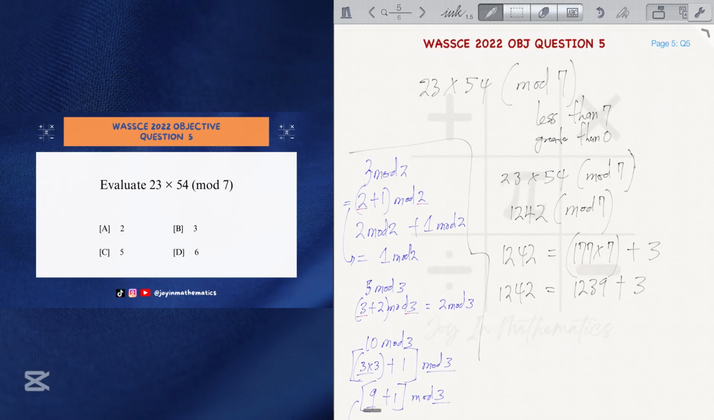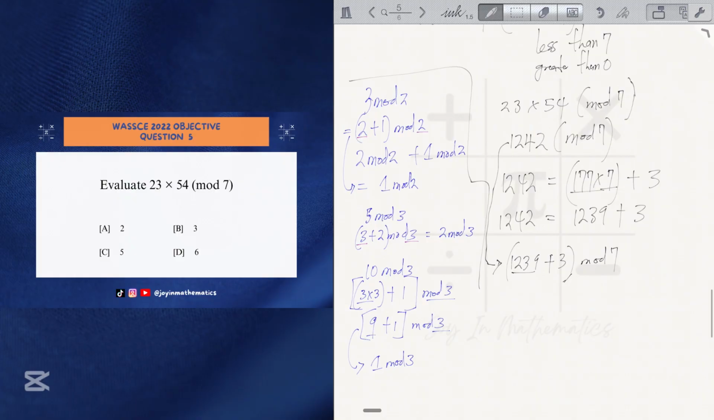So now we can rewrite this to give us 1239 plus 3 mod 7. In view of that, 1239 is a multiple of 7, as we have here, 177 multiplied by 7, and this would result in 3 mod 7. So if you compare with our options, the answer is 3, which is equivalent to option B.